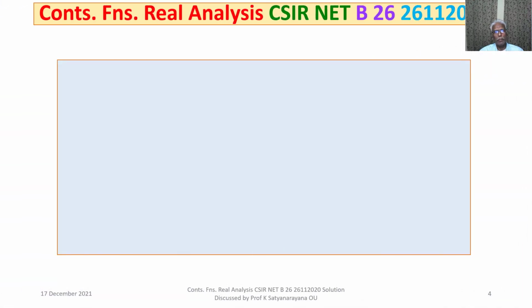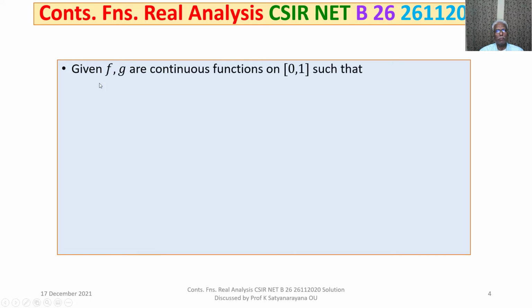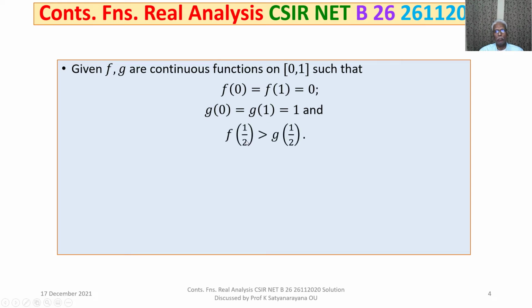The problem is: given f and g are continuous functions defined on the closed and bounded interval [0, 1] such that f(0) = f(1) = 0, g(0) = g(1) = 1, and f(1/2) > g(1/2). Which of the following statements are true?